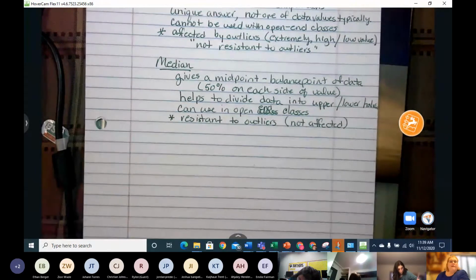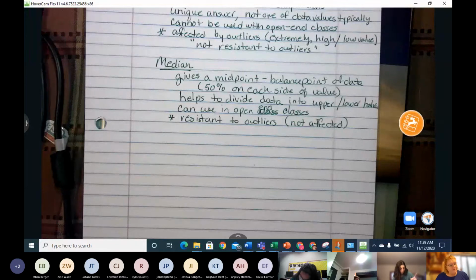And it is typically not resistant, excuse me, I said that wrong. It is typically resistant to outliers, which means it's not affected by the outliers.